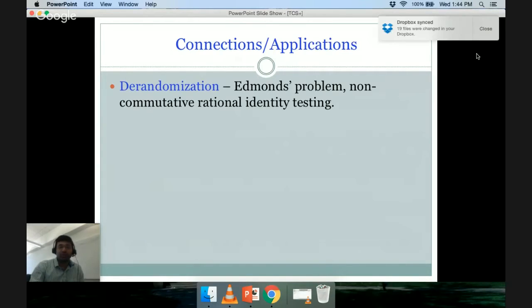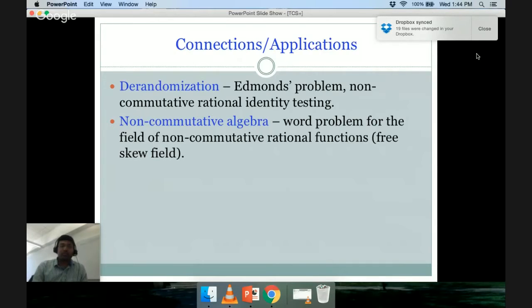I won't go into the details. So it is a fundamental problem in non-commutative algebra. Notice that I told you there's this field of non-commutative rational functions which people have constructions of but have no idea what it looks like. The constructions go by giving equivalence classes of representations of these rational functions, and this algorithm gives a polynomial time algorithm to solve the word problem for this field. Given two representations, when do they represent the same element? This problem has been studied by Cohn and others in non-commutative algebra for a long time.